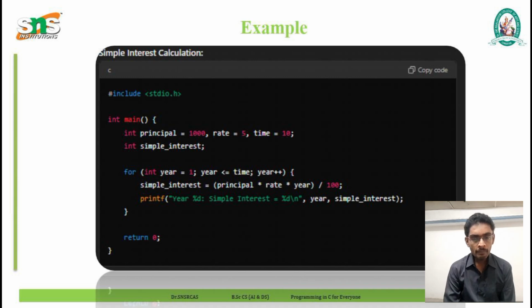So for this program, you can expect output showing the simple interest for a principal amount of 1000 rupees with a rate of interest of 5 for 10 continuous years, based on the simple interest formula.